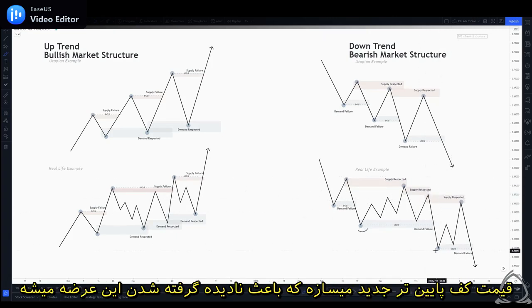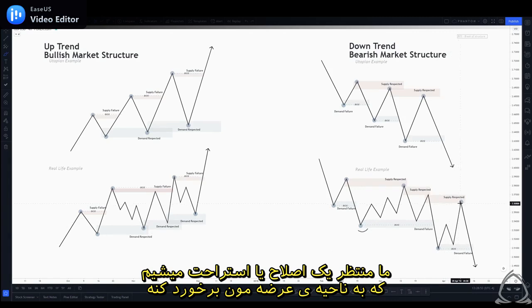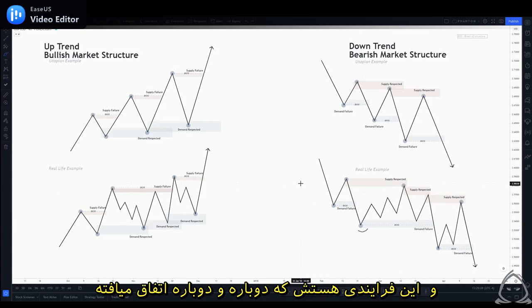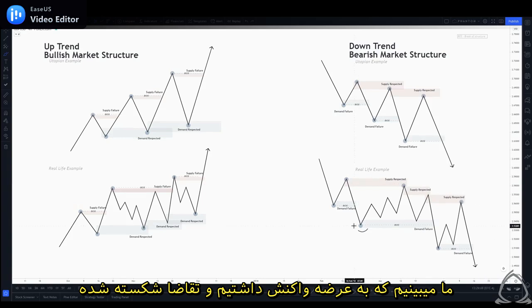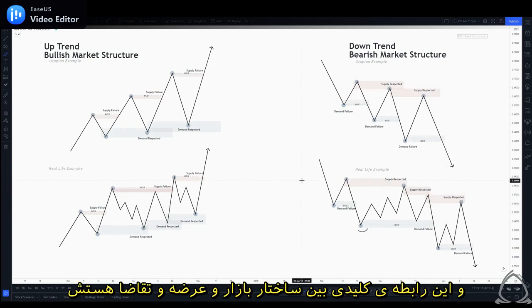And again, we see price create a lower low, which caused this demand failure. We'd be waiting for a correction or retracement to form. Again, it taps into the supply zone, moves to the downside, creating another new lower low, causing this demand zone to fail. And this is the process that happens over and over again, where we see supply being respected and demand failing. We see price creating lower lows and lower highs. And this is the key connection between market structure and supply and demand.